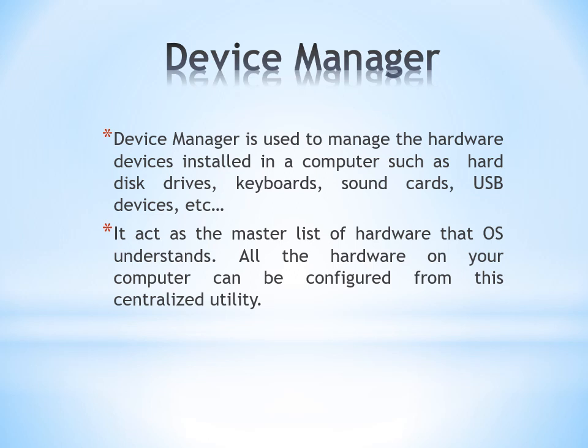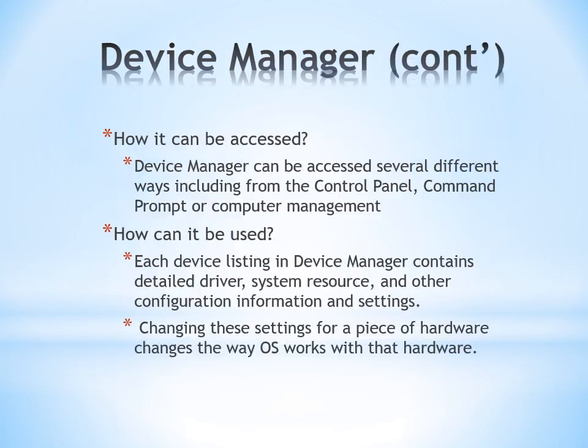Okay, so the device manager is used to manage the hardware devices installed in a computer, such as the hard disk, keyboard, sound card, USB, and other devices. It acts as the master list of hardware that the operating system understands, and all the hardware on your computer can be configured from this centralized utility. So how can the device manager be accessed? It can be accessed in several different ways. For example, through the control panel, settings, command prompt, or computer management, as shown during your lab hands-on.